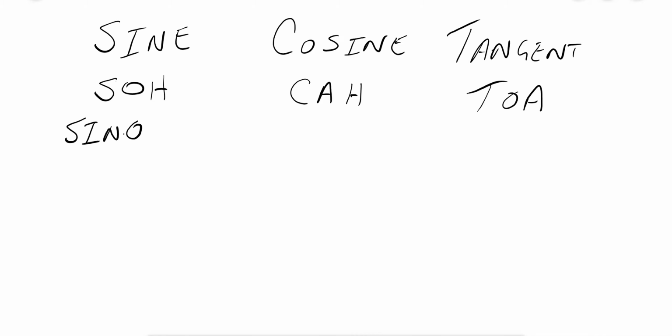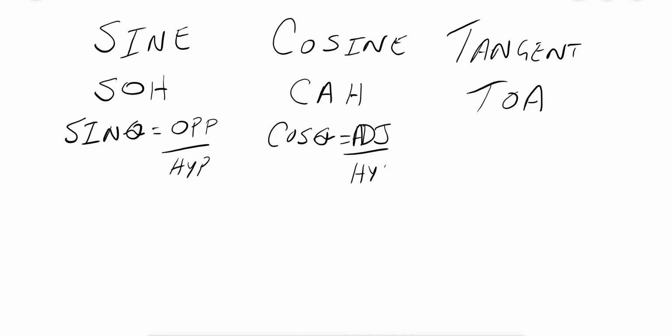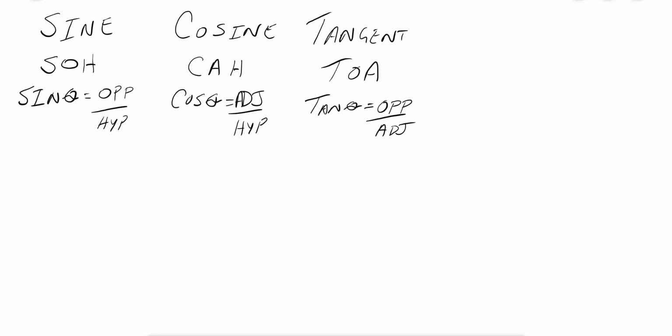Remembering that theta represents our angle, the sine of theta equals opposite over hypotenuse. The cosine, cos of theta, equals adjacent over hypotenuse, and the tangent of theta equals the opposite over adjacent. So let's work on these trig functions.